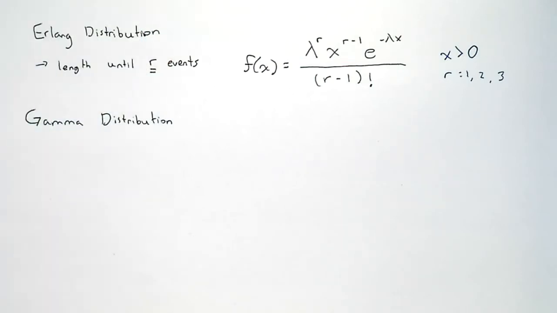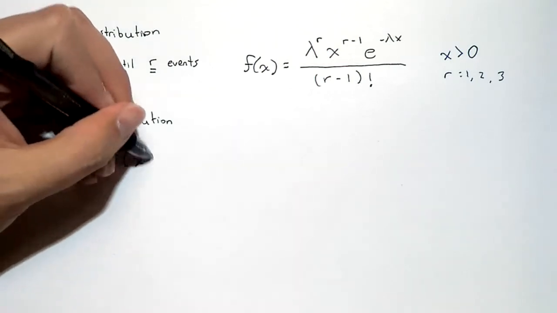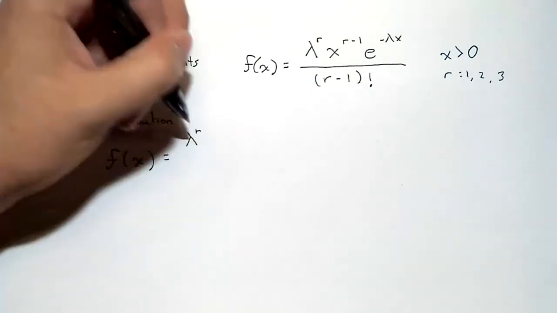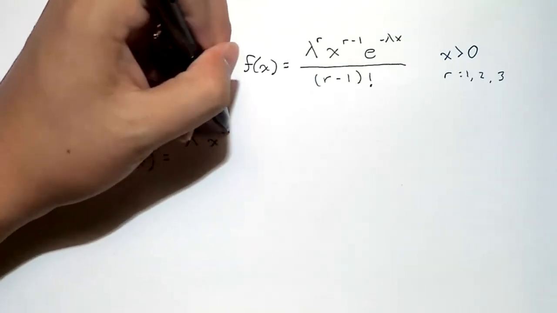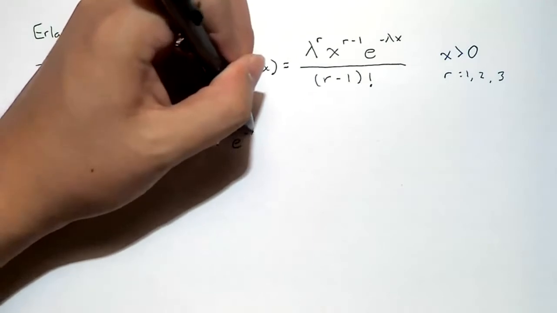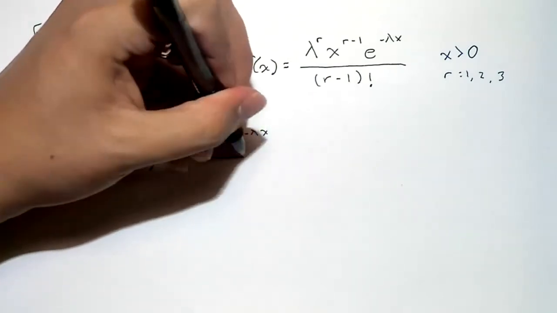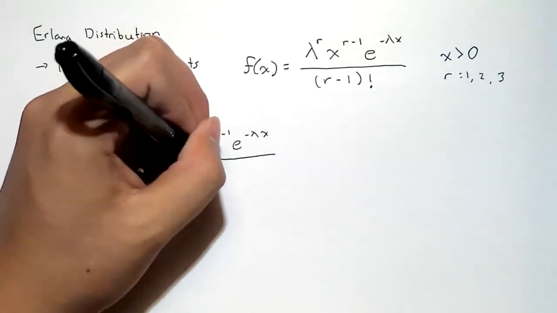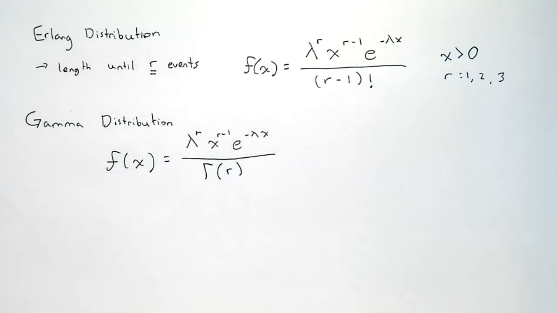The gamma distribution is generalized, right? We bring in our gamma function in order to generalize this so that our probability density function becomes, well, the numerator is the same: lambda to the power of r, x to the power of r minus 1, e to the power of negative lambda x. But then in the denominator, because we had r minus 1 factorial, we can replace that with the gamma function of r.